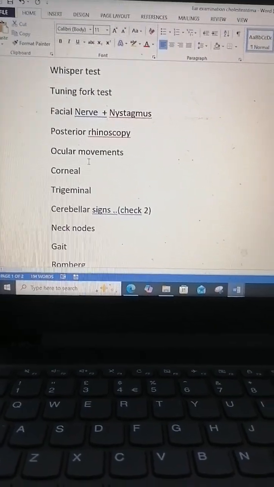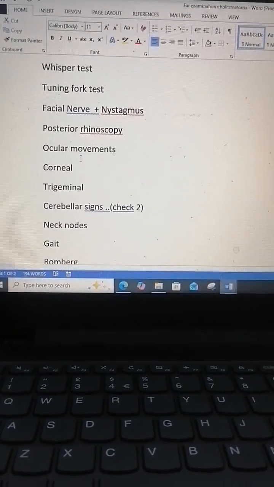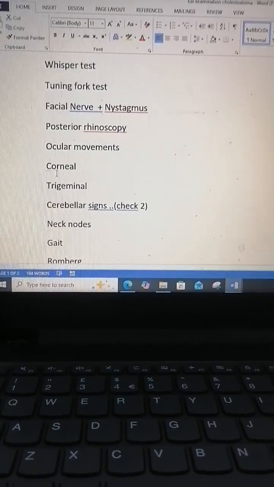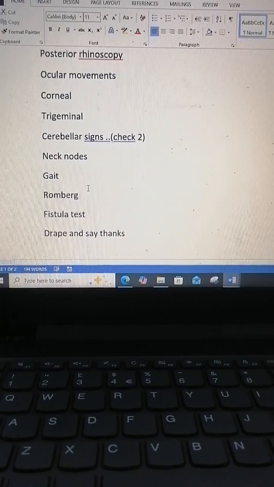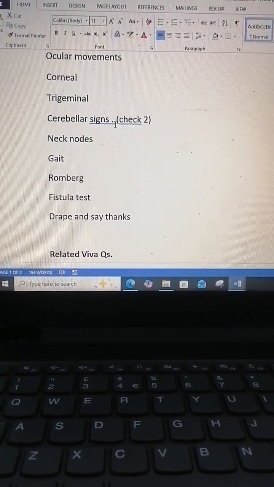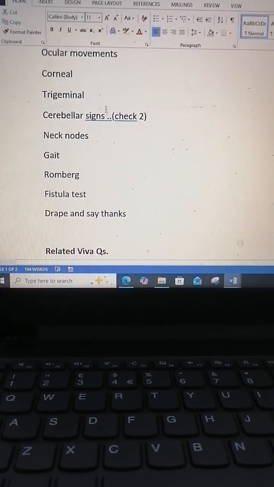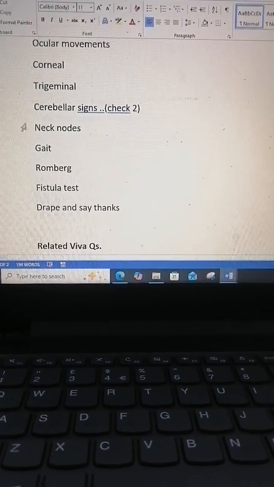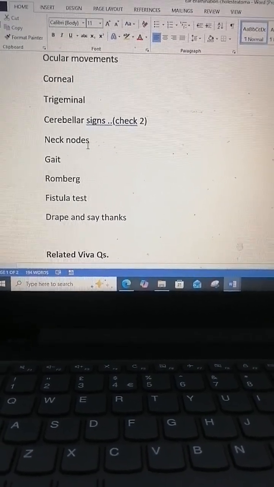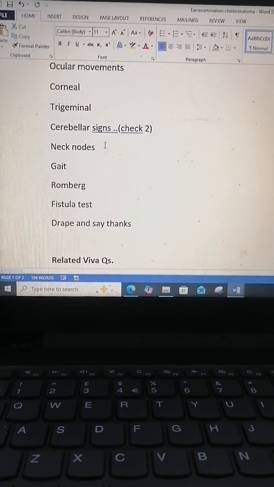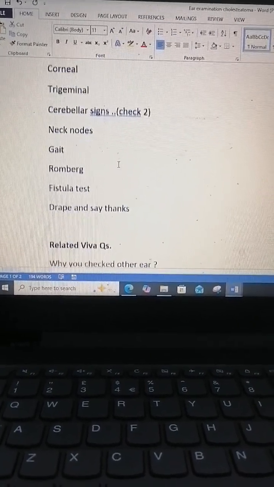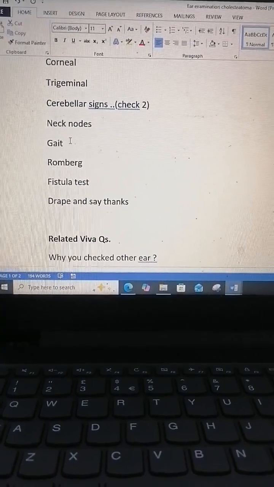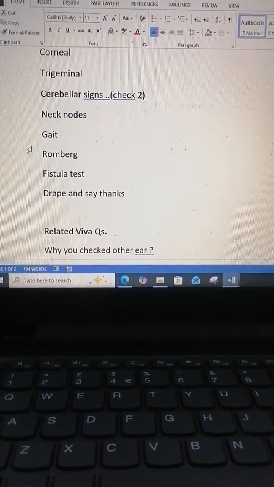Next, examine the ocular movement. Examine the corneal reflex and trigeminal sensation. Check the cerebellar signs. In the short case, check only two cerebellar signs. And the next step is neck lymph nodes. Palpate the neck for any lymph nodes. And final steps are gait and Romberg test.